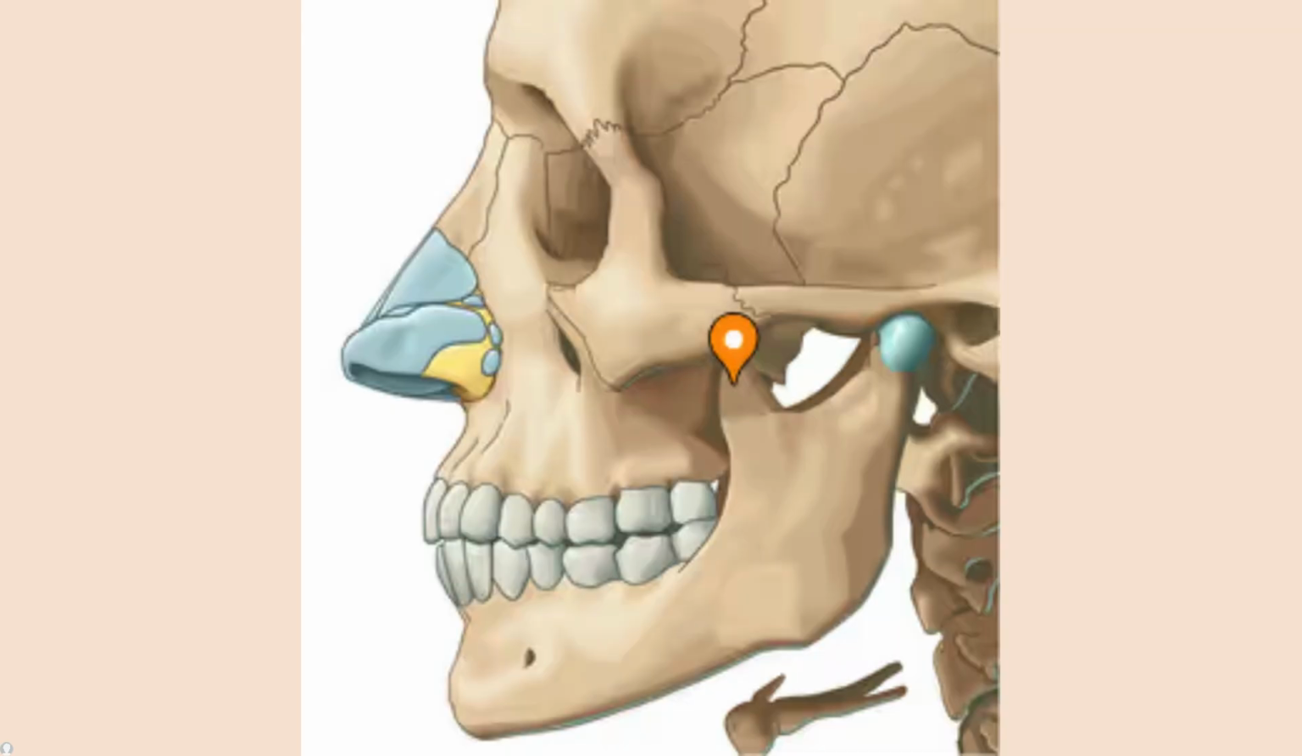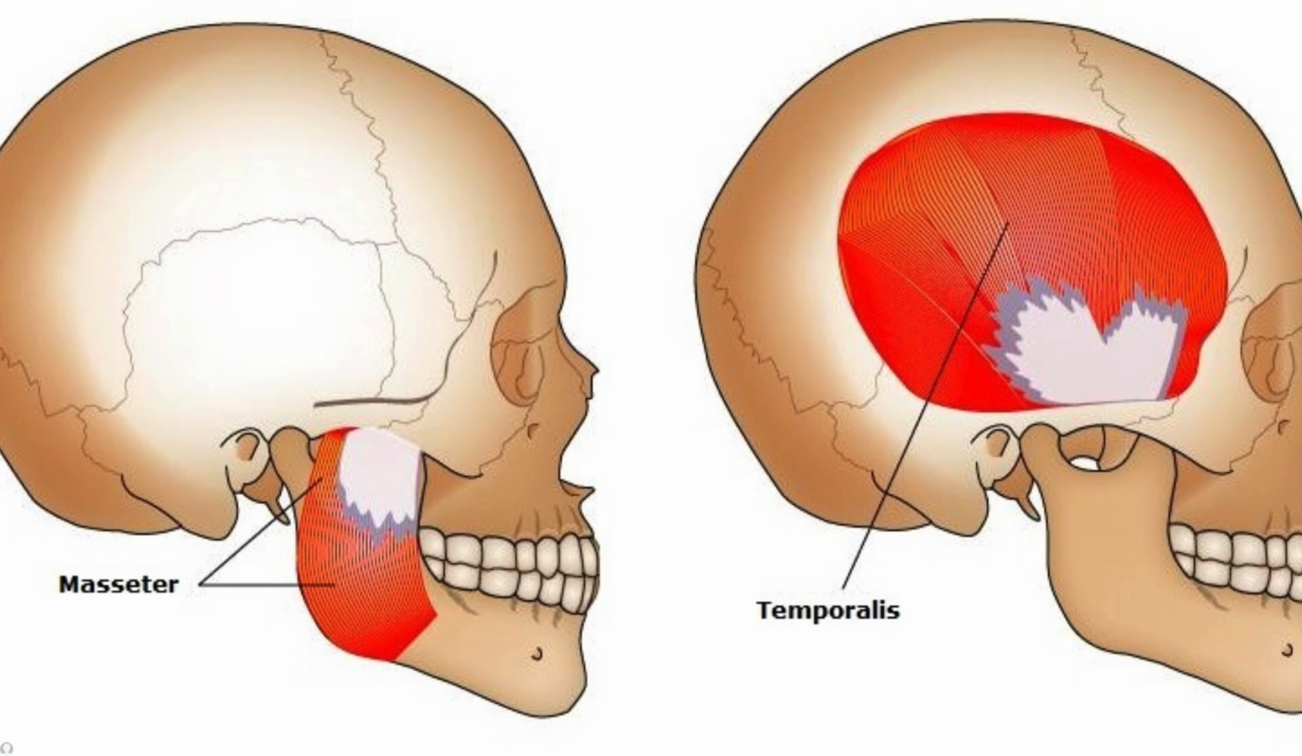So here is a clearer picture showing you the exact location of the coronoid process. On the left side, we have the masseter muscle. On the right side, we have the temporalis muscle. Both of these muscles are connected through one point at the end, which is the coronoid process. Not the condylar process, it is the coronoid process.